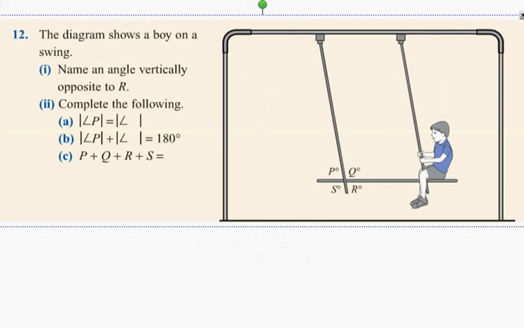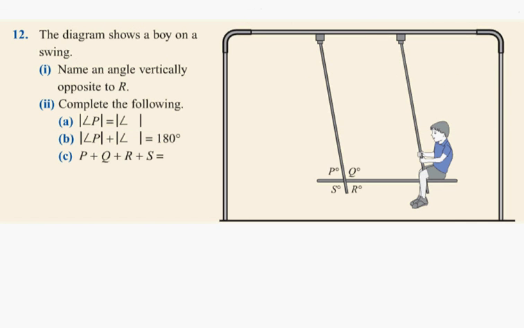Finally, the last one, yeah? Question 12. Any idea how to do question 12? Name an angle vertically opposite to R. P is vertically opposite to R. Remember we told you about the X? X is vertically opposite. Green opposite green, blue opposite blue. So opposite R is P.